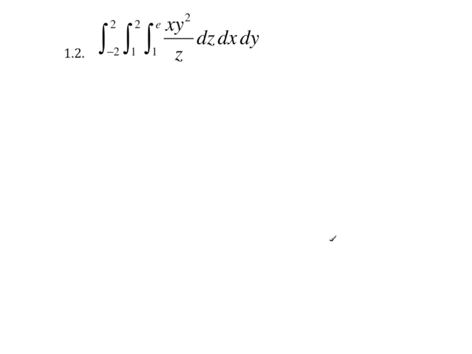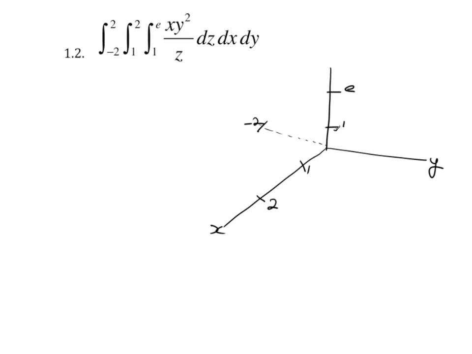So I want to go ahead and integrate this. It's all set up, and it wouldn't hurt to try and take a look and see what this region looks like. So I start off with z. Z goes from 1 to e. And then x goes from 1 to 2. And y goes from -2 to 2. So what does that look like?